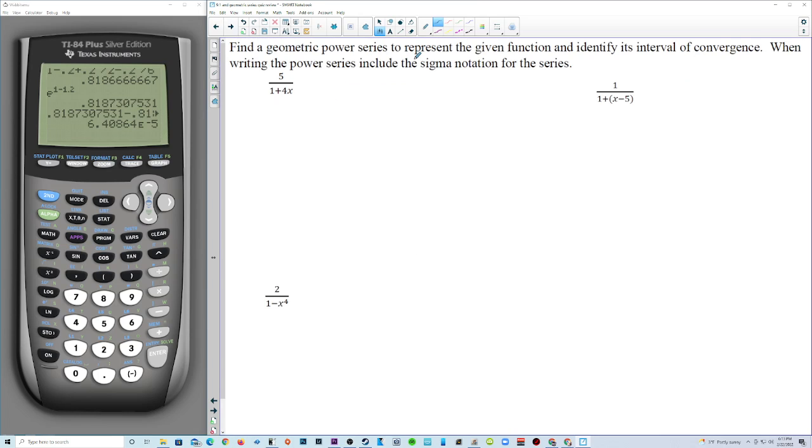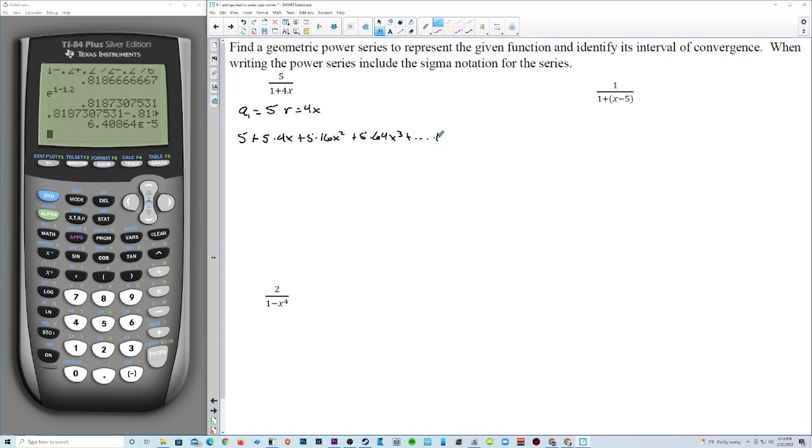Find a geometric power series to represent the given function and identify its interval of convergence. When writing the power series, include the sigma notation for the series. So a sub 1 is 5, r is 4x. The series is 5 plus 5 times 4x plus 5 times 16x squared plus 5 times 64x to the third. Keep on going. So we found the series.